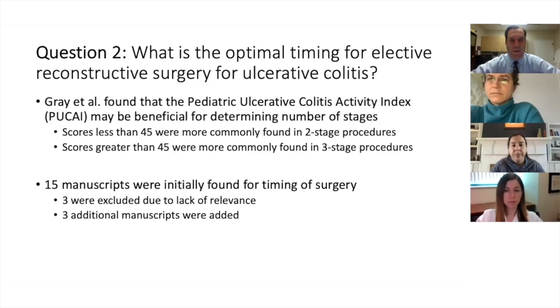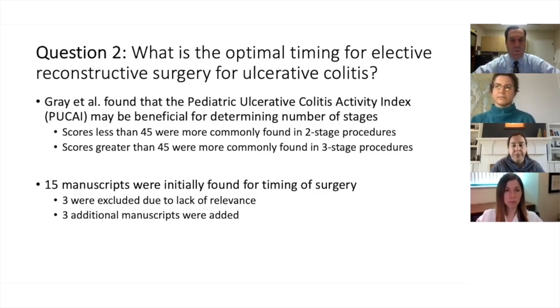However, Gray found that the PUCI index may be beneficial for determining the appropriate surgical management. These authors evaluated 60 patients and found that those individuals who had a lower PUCI uniformly underwent a combined or 2-stage procedure. The authors noted that the cutoff score of 45 was more commonly found in a 2-stage procedure, while scores greater than 45 were more commonly found in a 3-stage procedure. The ultimate decision, however, for deciding a 2-stage versus a 3-stage procedure, they felt was dependent upon the surgeon and the clinical decision-making based upon the patient in front of them.